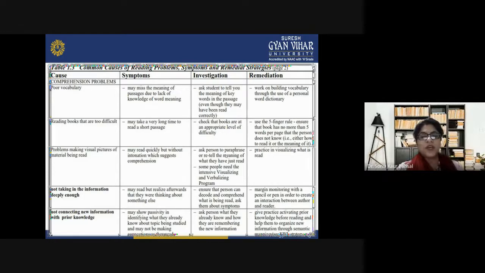Then the next problem may arise due to problems making visual pictures of the material being read, not taking in the information deeply enough, and not connecting new information with prior knowledge. There are definitely some symptoms leading to them, then investigation is done, and in remediation, practice in visualizing what is read is very important. Margin monitoring with a pencil or pen, in order to create an interaction between author and reader, is very essential in that case. So give practice activating prior knowledge before reading and help them organize new information through semantic maps.